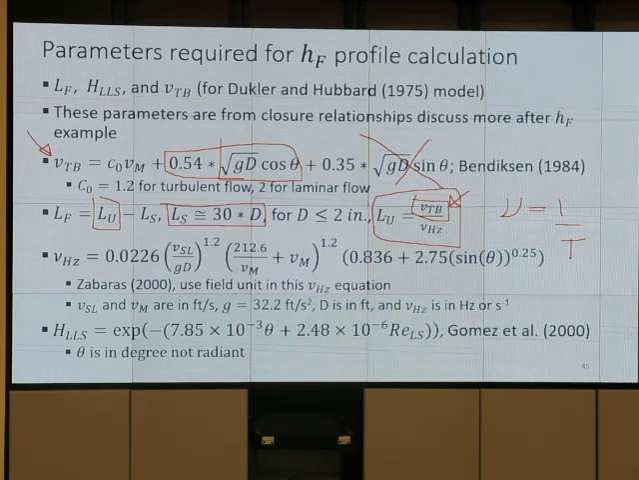Page 96, maybe? The last one? See that? Page 96. Okay, this is about the length. The length of the film, of course, is the length of the slug unit minus the length of just the slug body part, or 30 diameters. Okay, the next one is the closure relationship. Maybe you have 108 or 109, something.